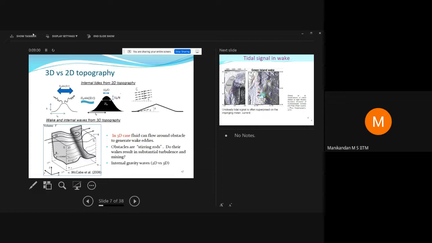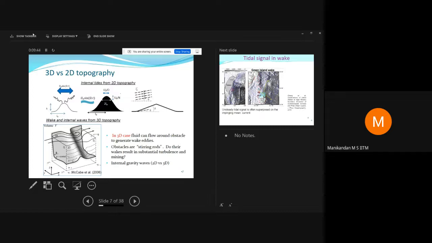So one thing I want to make clear is that 2D topography is quite different from 3D topography in the following sense. What stratification does is that it restrains vertical motion. So a fluid particle that's coming towards your hill, right? Now, if it doesn't have enough kinetic energy to overcome the potential energy barrier of the stratification, it need not go up, it can go around. So if you have 3D, then the flow can go around and therefore you can have eddies.